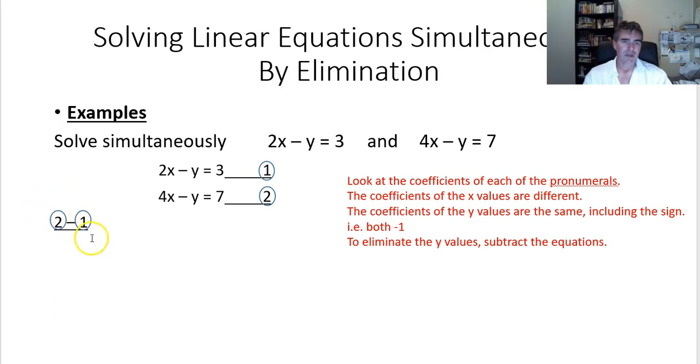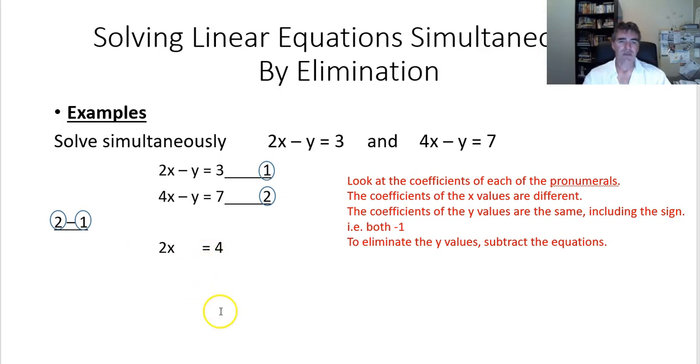So why am I not doing it the other way around, 1 minus 2? Well, if I have a look here, I've got 4x is bigger than 2x, and I've got 7 bigger than 3. So if I subtract that way, then I'm going to end up with some positive values, which can be an advantage. So equation 2, take away equation 1. So I've got 4x take away 2x, that'll be 2x. Negative 1y take away negative 1y gives us 0, and 7 take away 3 is 4. So we end up with this linear one-step equation here, which you should by now know how to solve.